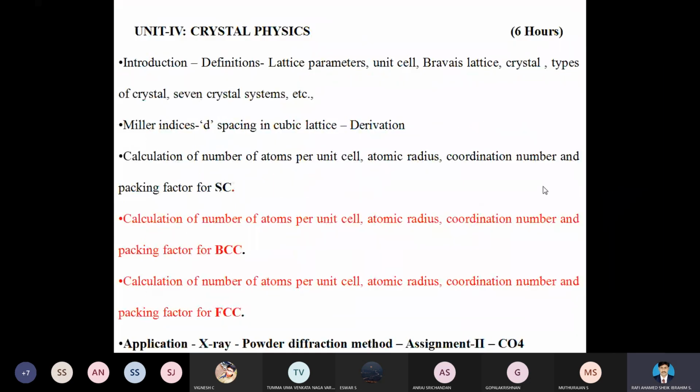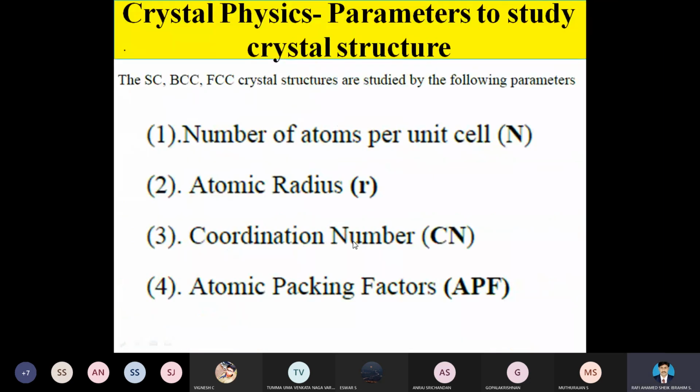To evaluate these 3 types of crystal structure, we are going to consider some important parameters. The parameters are number of atoms per unit cell, atomic radius, coordination number, and atomic packing factor. With the help of these 4 parameters, we are going to evaluate the crystal structure.